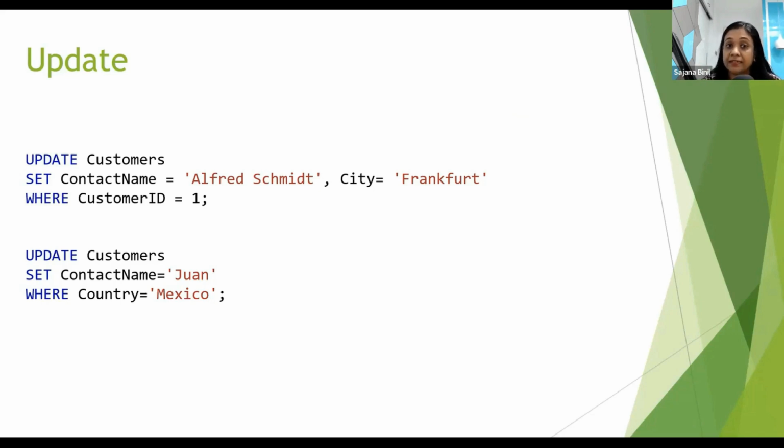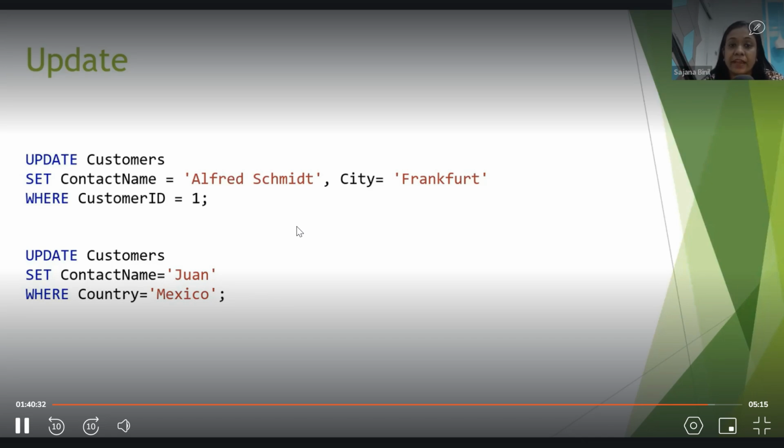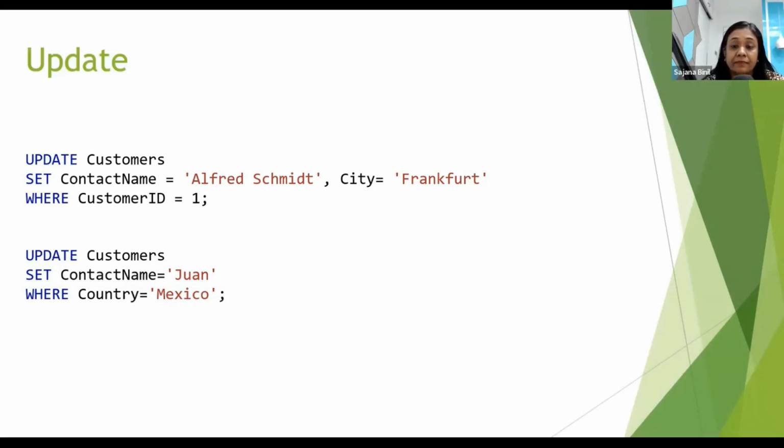Same example you can see in the second statement: UPDATE customers, SET contact name equal to Juan, WHERE country equal to Mexico. In this case, the contact person who was appointed by the company previously has now resigned and a new person has joined. His name is Juan. So the company wants to update their database. Wherever country is Mexico, change that contact person to the new person's name, Juan. This query will help them do that. Everyone with me so far, guys?